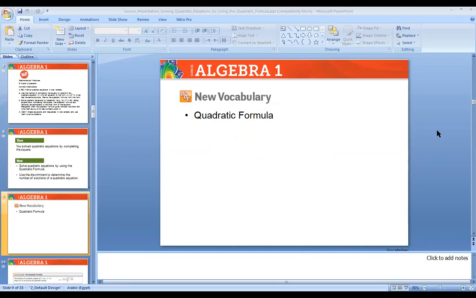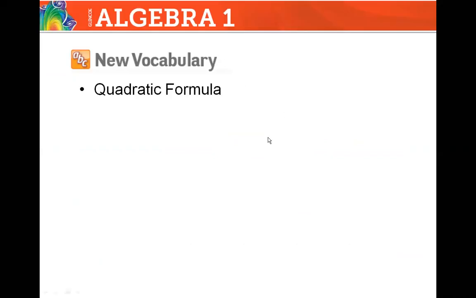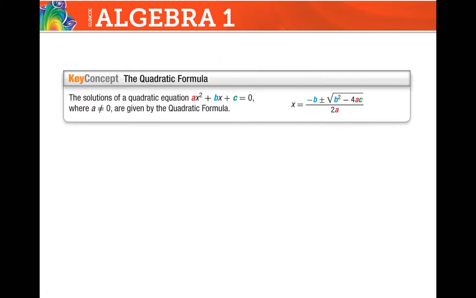Okay, so we have here the quadratic formula as our lesson. Let's start the lesson. This is a way to solve any quadratic equation. If we have a trinomial or binomial, we can use this to solve it. Okay, let's go to the rule.